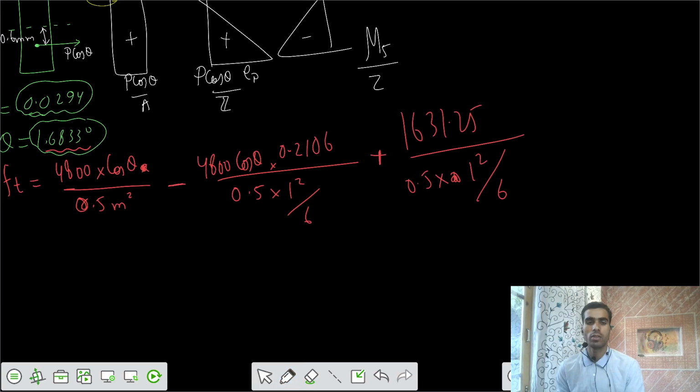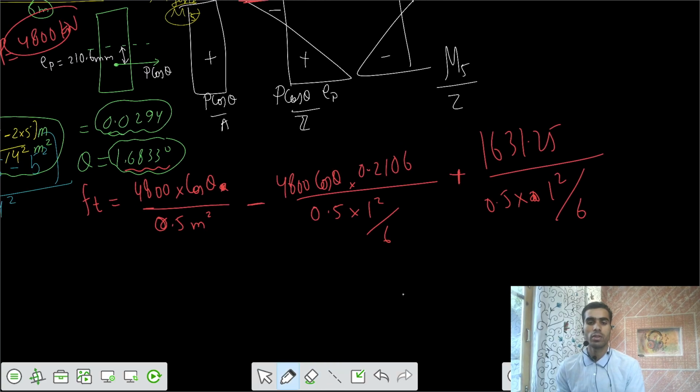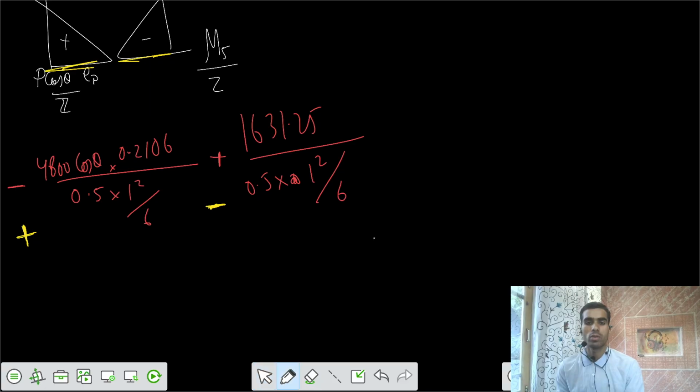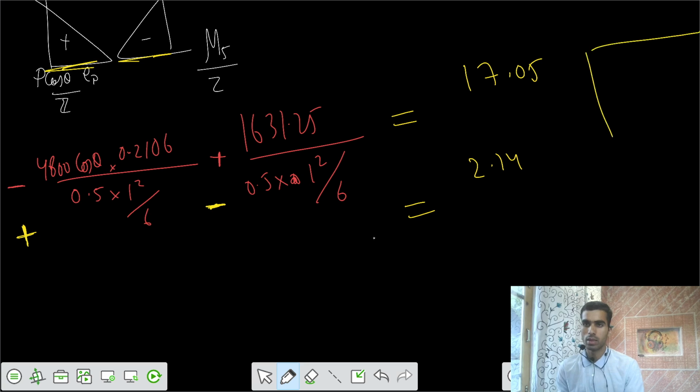So we can finally solve those values, and I would say the stresses at the bottom would be like this: this goes to positive, this is positive, this is negative. So we have to change the sign here to positive, and this one goes to negative, such that your stress is finally top compressive, bottom tensile. So stresses at the top and at the bottom are equal to 17.05 and 2.14 megapascal. So this is your stress variation in megapascal, based on the stress concept.